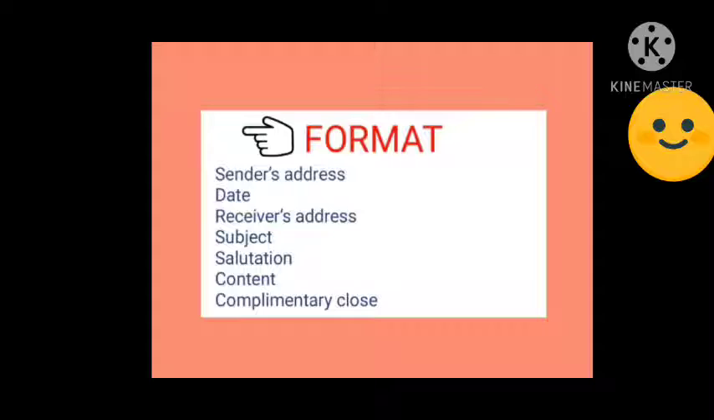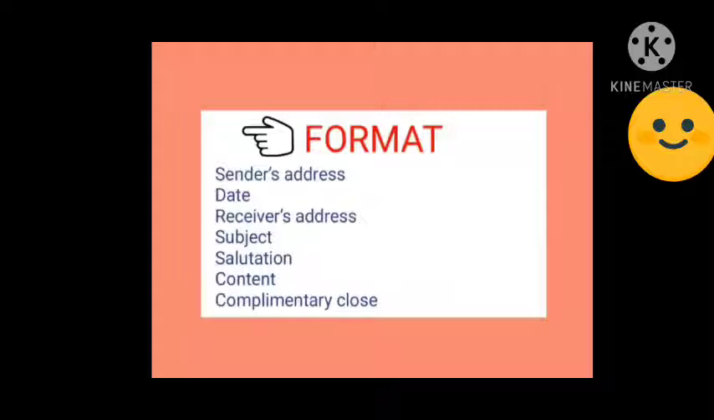Let us see the format now. The format consists of sender's address and date, receiver's address, subject, salutation, content, complimentary close. Usually, all these parts or headings must be written on the left side of the answer sheet or the piece of paper on which you are drafting it.